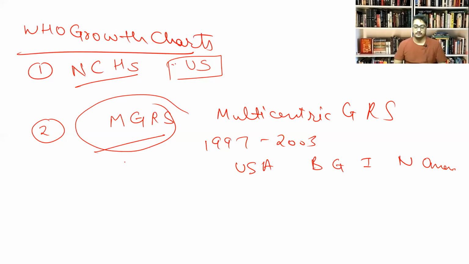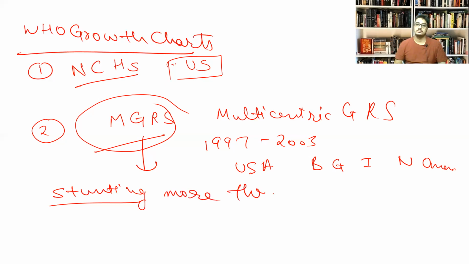If we compare, the first question that can come is, what would be the variation in growth charts with regard to measurement of stunting, underweight or overweight when we compare NCHS and MGRS? If we do this, we will find that with MGRS standards, stunting, as we know is height for age, the incidence of stunting would be more throughout the child development phase, right from the birth till 5 years of age.